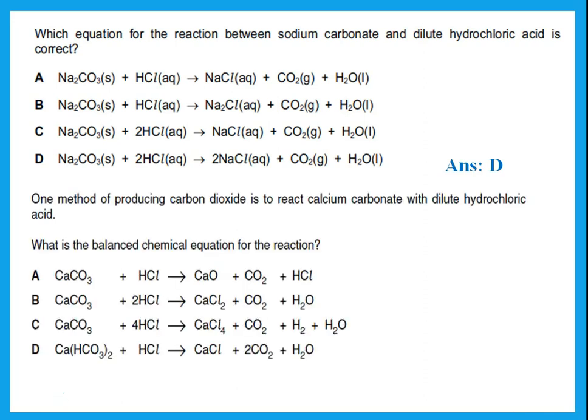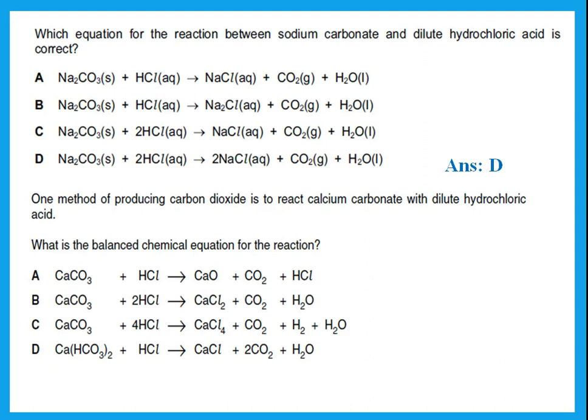Okay. One method of producing carbon dioxide is to react calcium carbonate with dilute hydrochloric acid. Which of these is the balanced chemical equation? Okay, again, check if anything has the wrong formula, then you just cancel it out. So, for example, you can't have C because C says calcium chloride. Calcium should have a valency of 2. So when he writes it CaCl4, that is wrong. So C is wrong. Let's look at D. Calcium chloride has to be CaCl2 because the calcium has a valency of 2 and I need to put 2 under the calcium. So far C and D are wrong.